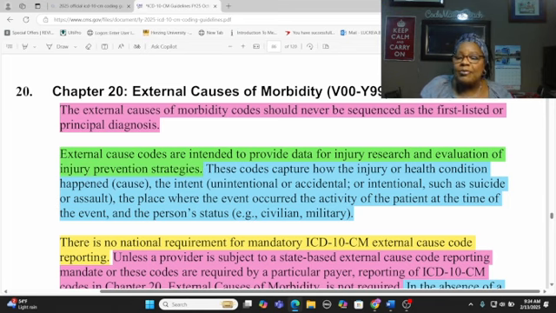These codes capture how the injury or health condition happened: the cause, the intent, whether it was unintentional or accidental or intentional, such as a suicide or assault, the place where the event occurred, the activity of the patient at the time of the event, and the person's status, civilian or military.